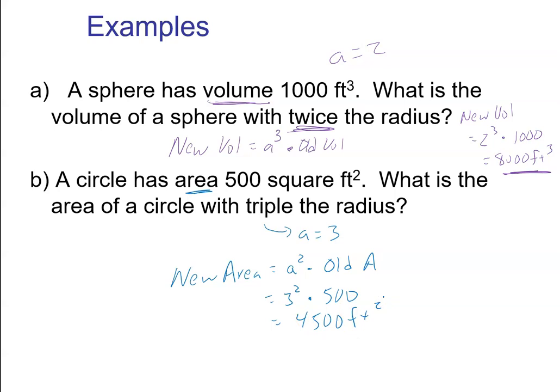And again, a good way to think about this: area is always measured in squared units, and volume is always measured in cubic units. So you always take the old times the scale factor cubed for volume, and you take the old times the scale factor squared for area.